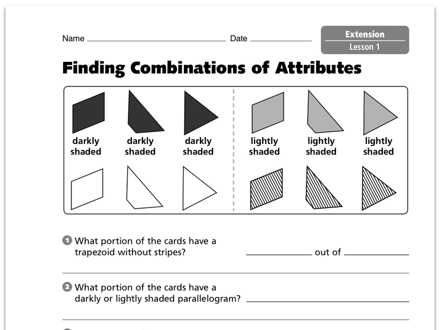I know that a trapezoid is going to have only one pair of parallel sides. So I can see that the darkly shaded one right here is a trapezoid. The one below it is a trapezoid. And I know that these two are also trapezoids.